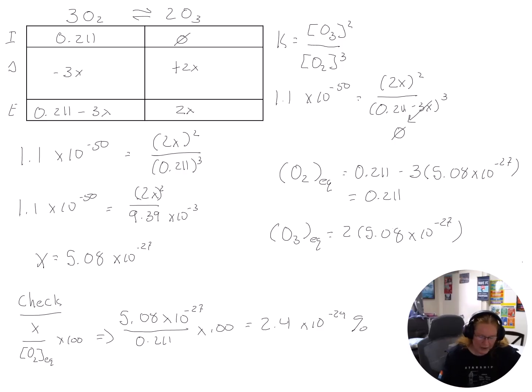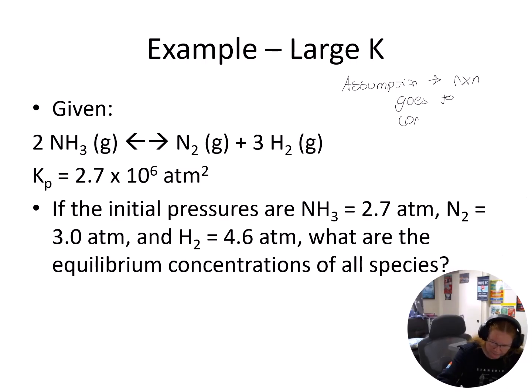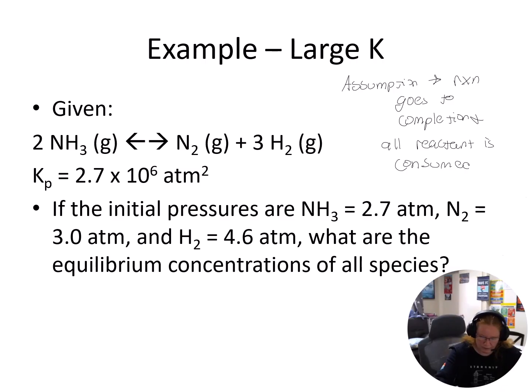All right, now, what happens if the opposite case is true? What happens if I get a very large K, like 10 to the 6th? Okay, so the assumption here is the reaction goes to completion and all reactant is consumed.